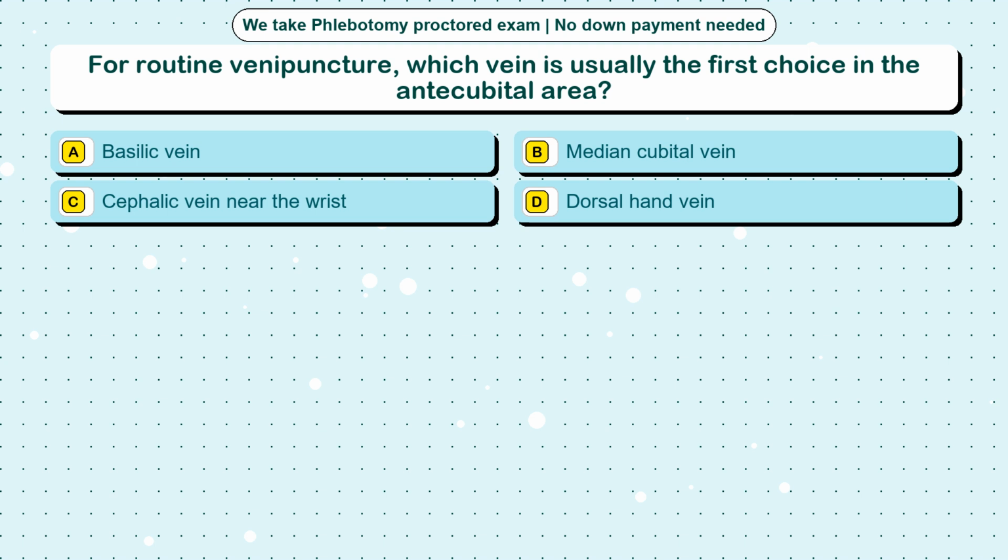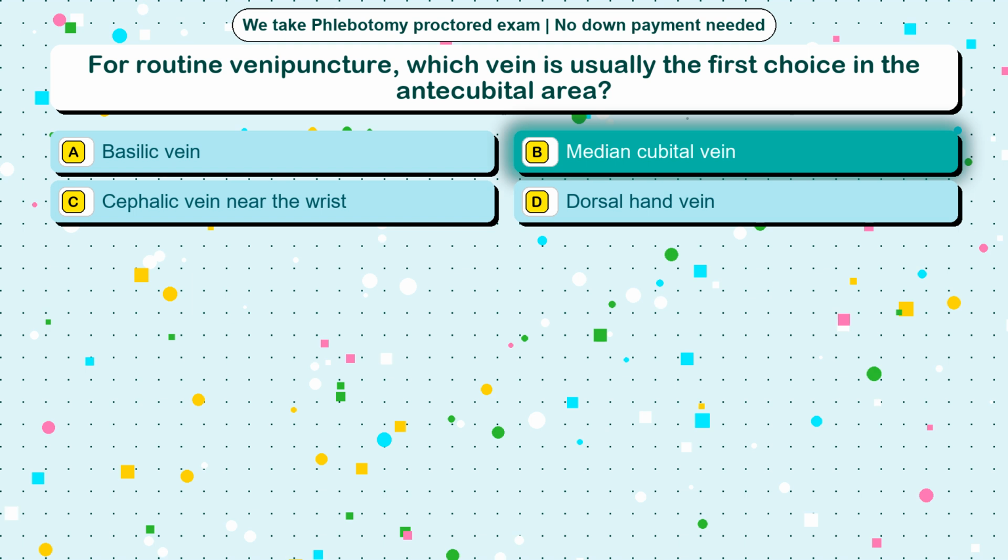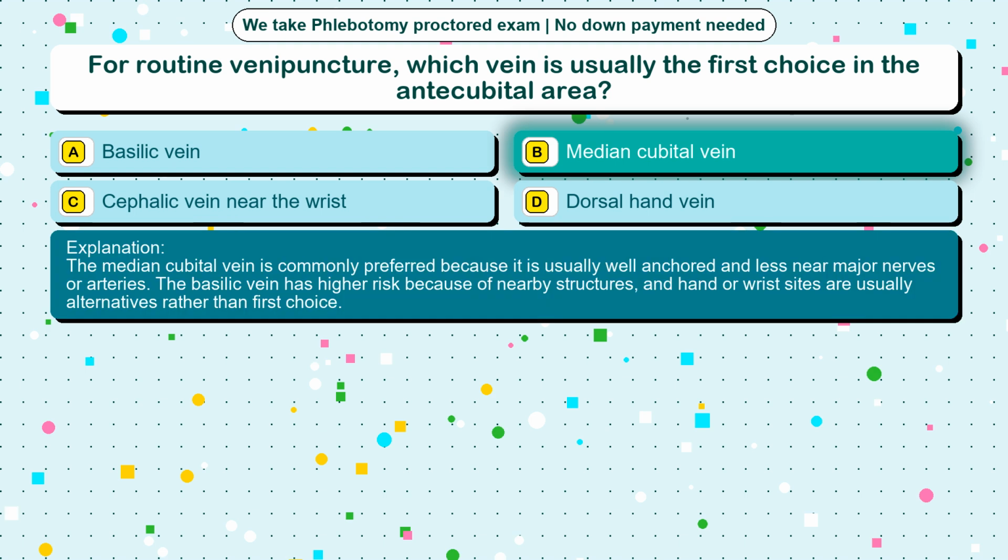Option A, basilic vein. Option B, median cubital vein. Option C, cephalic vein near the wrist. Option D, dorsal hand vein. The correct answer is option B, median cubital vein. The median cubital vein is commonly preferred because it is usually well anchored and less near major nerves or arteries.